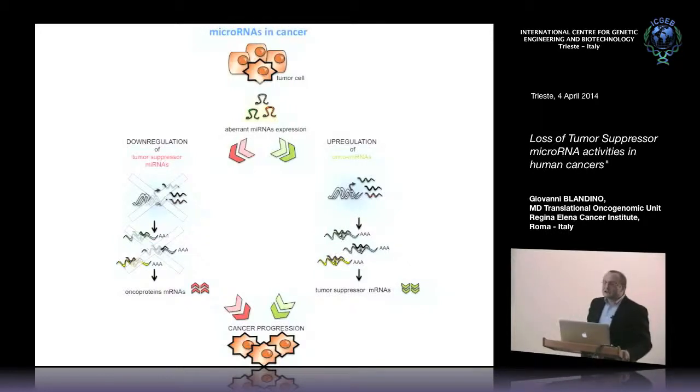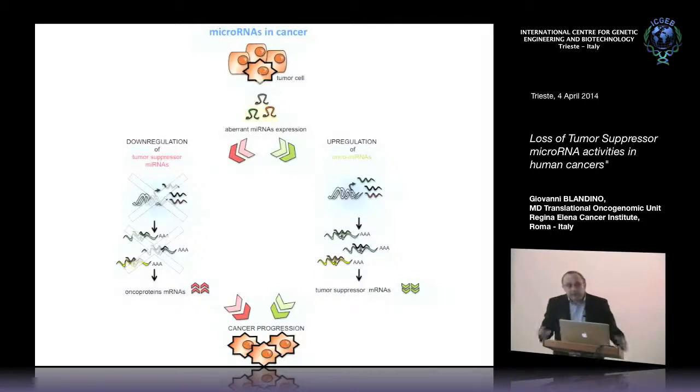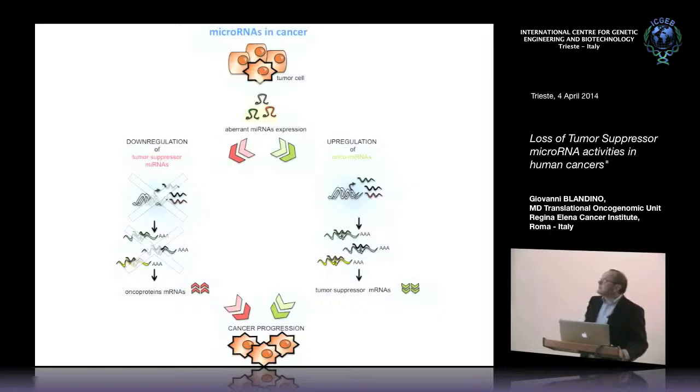There is a general consensus, although no critical evidence has been provided, that the downregulation of the tumor suppressor is maybe an early event, while the upregulation of the oncomiRs takes place in the latest and advanced step, and mainly takes place in the metastatization. But this is just more of a physiological difference, and it's not really well proven.